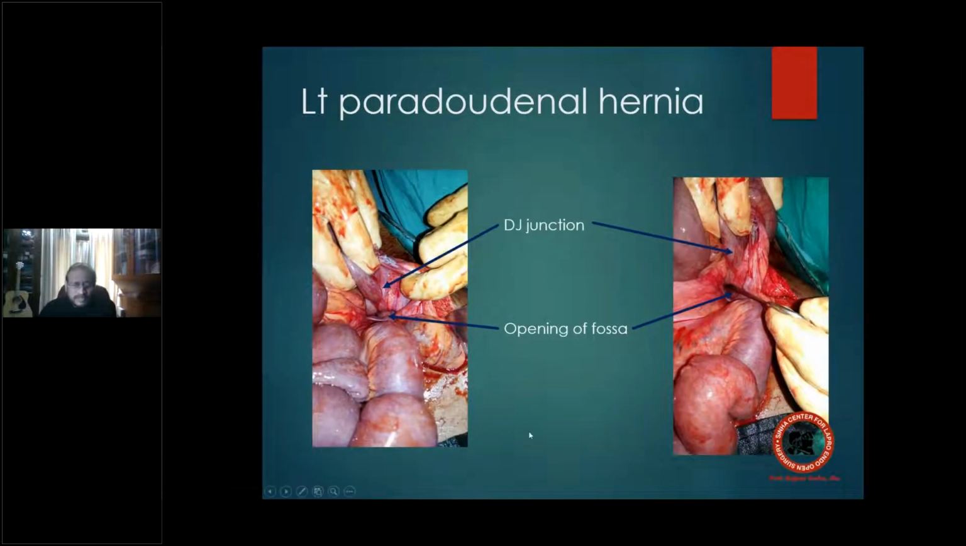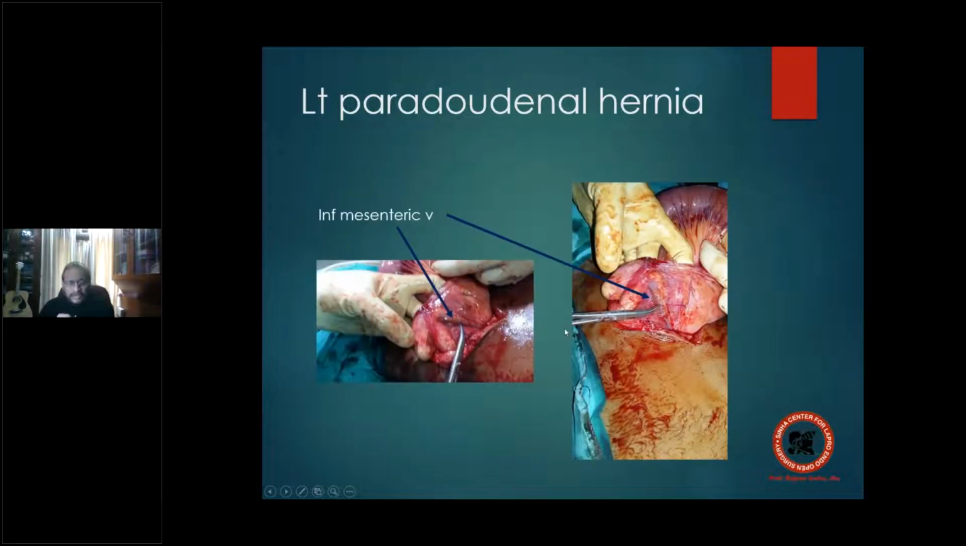This is an operative picture of a case that we operated. Can you see this fossa? A very clear fossa, opening of the fossa seen here. That is the DJ flexure. So we have pulled the jejunum up. When you pull it up, you find this fossa going downward. That is the fossa, right?